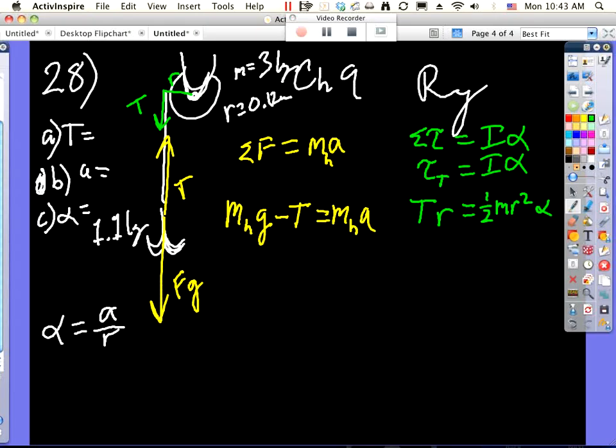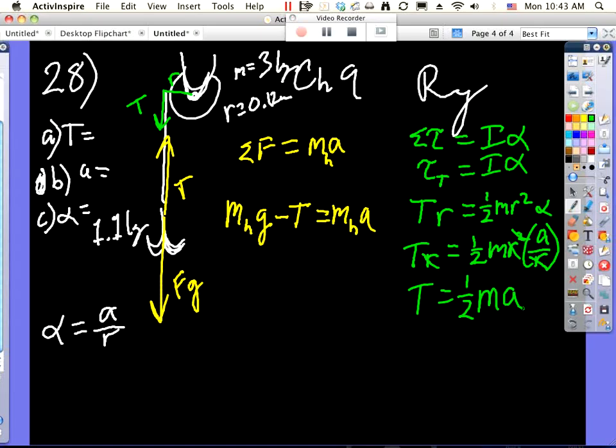So if they want to find tension first, then what we're going to have to do is take this, and we already said that alpha is A over R. So this becomes TR equals 1/2 MR squared A over R. And then that allows me to cancel one of those R's, and I get T is equal to 1/2 MA.